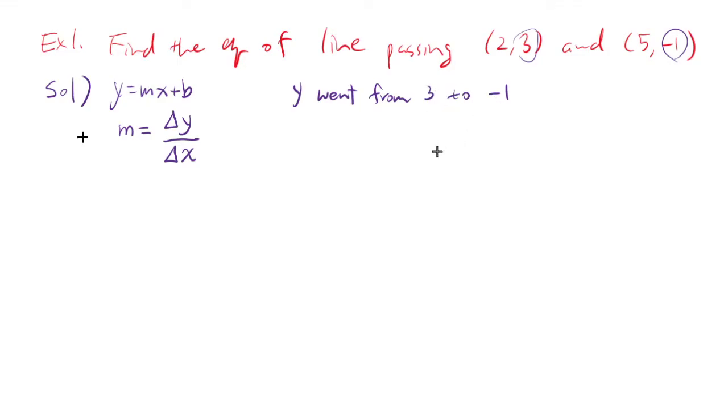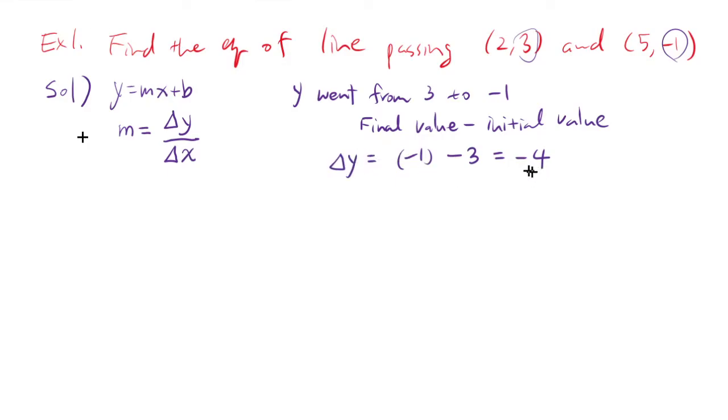It decreased. And if you want to know how much it's decreasing, you always compute final value minus initial value. So the final value of y is negative 1, and you subtract the initial value 3, and you get negative 4, right? That's your change of y. Now see that you have a negative sign. That means y decreased, as we have observed. From 3 to negative 1 is decreasing, so change of y is negative 4.